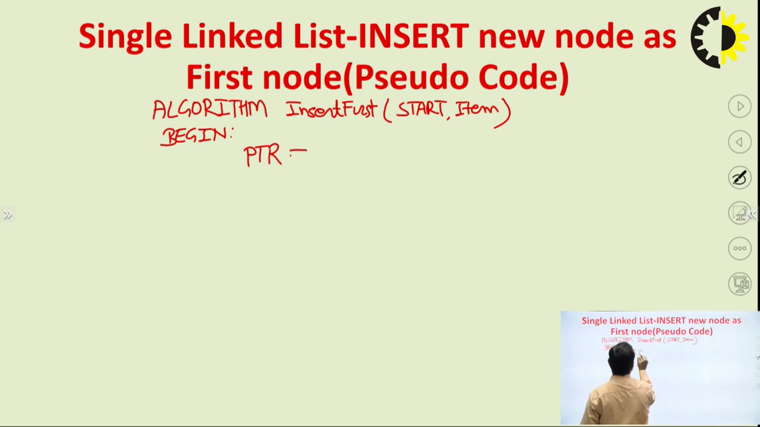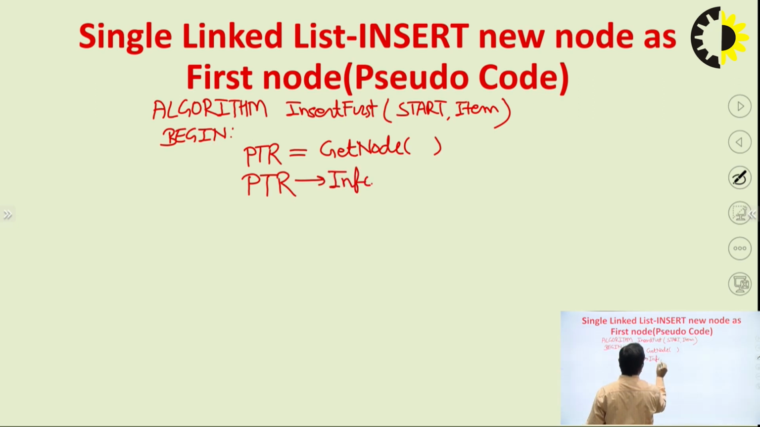for the new node, and in the pseudocode we will write a function getnode. Getnode will work in the pseudocode the same as malloc or calloc work in programming. So here getnode will allocate the memory and assign the address of that memory to the PTR field. Now memory has been allocated. Now access the information field. PTR arrow info equals to item value.